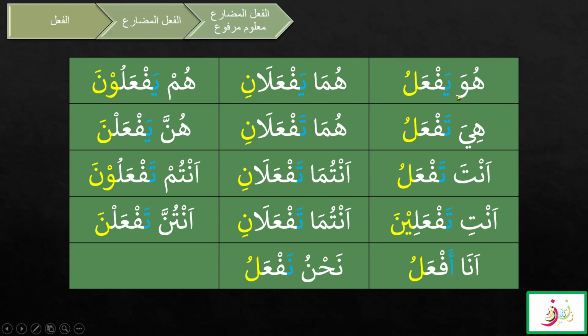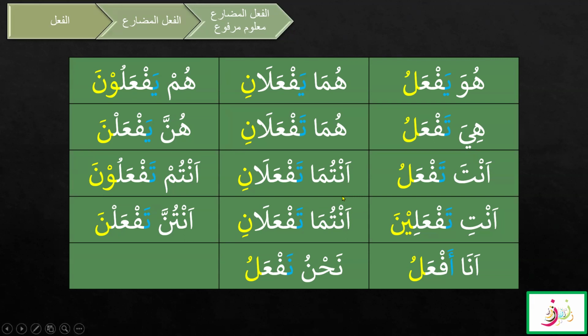Here you can see the huwa version, yaf'alu, hiya taf'alu, and then ana af'alu, anta taf'alu, and then nahnu naf'alu. So here there are five that end with a dhamma, and we are going to change them with the sukoon in the fi'l mudari ma'loom majzoom form. And the noon is going to be dropped, and the hunna and antunna versions will remain the same. And this is the fi'l mudari ma'loom marfu.